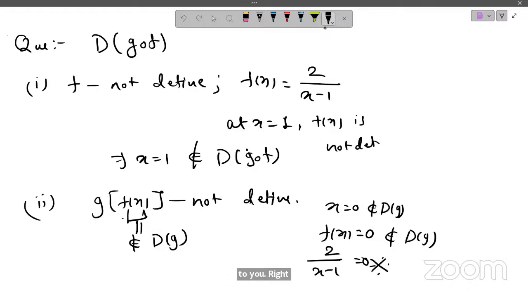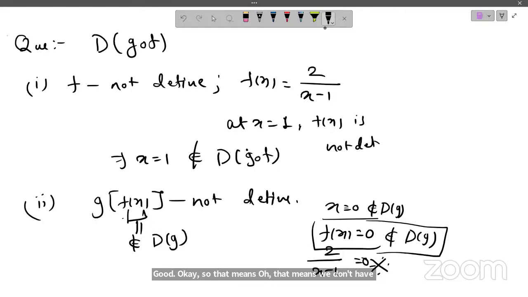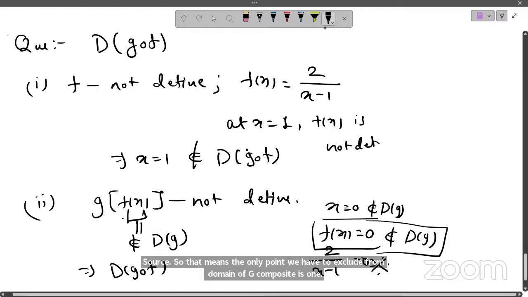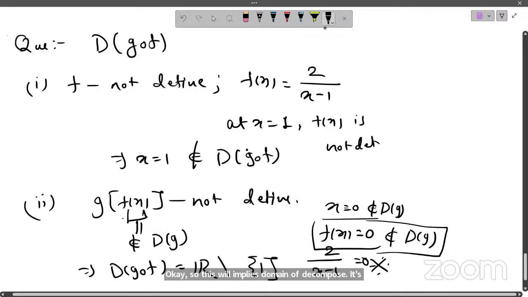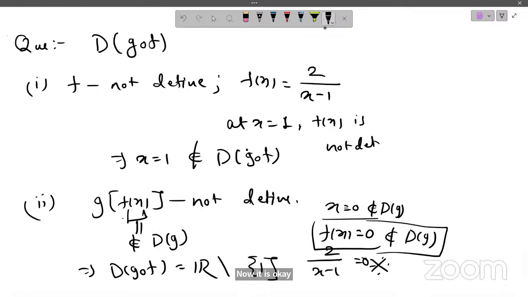Karishma, is it okay till now? Okay, so that means we don't have to exclude any other points. The only point we have to exclude from the domain of g composite f is 1. So this implies the domain of g composite f is nothing but the real numbers minus 1. Now is it okay? Okay, fine.